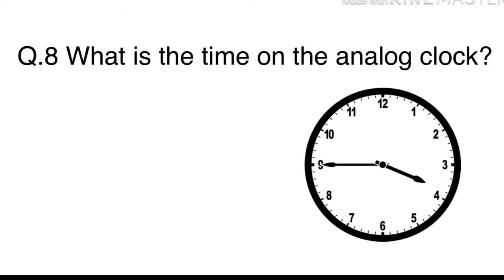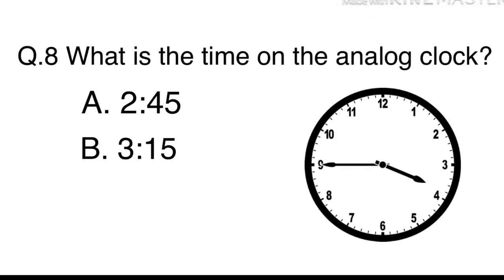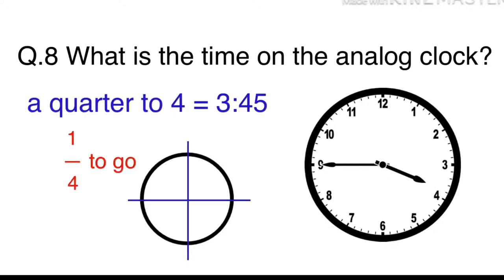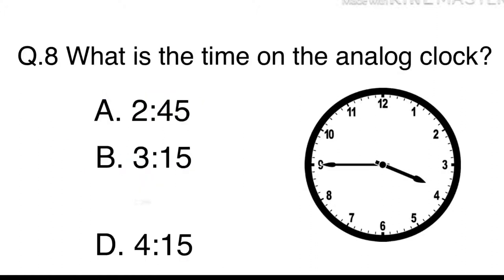Question 8. What is the time on the analog clock? A. 2:45 B. 3:15 C. 3:45 Or D, 4:15. The time is 4:15, which is 3:45. The answer is C, 3:45.